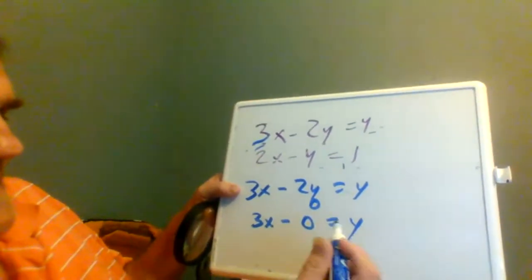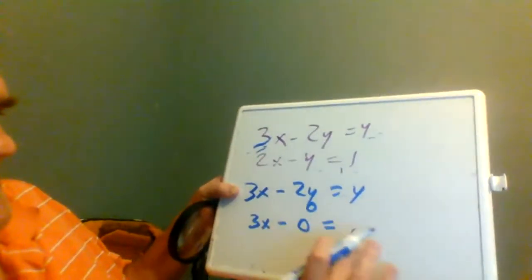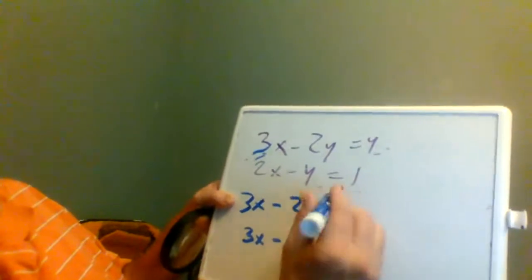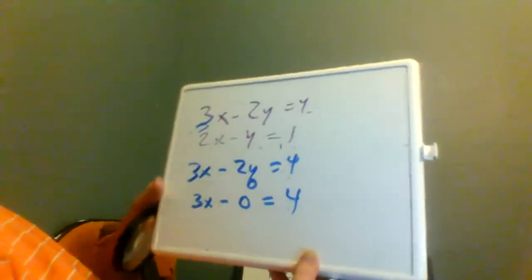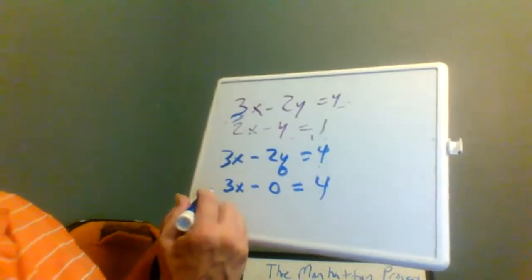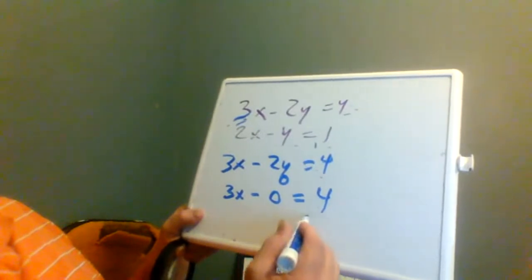All right? Pardon me, I said that wrong. That's going to be equals 4. Excuse me, I didn't mean to confuse you. Anyway, let's get back to what we were saying. We're going to have 3x minus 0 is equal to 4.